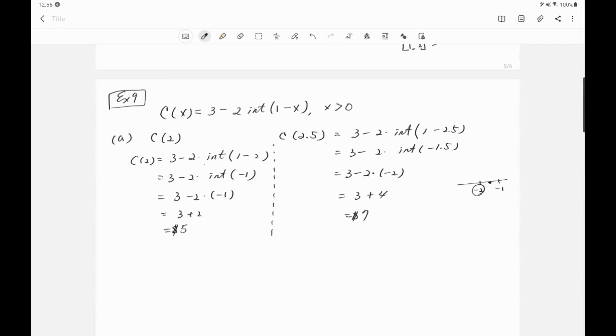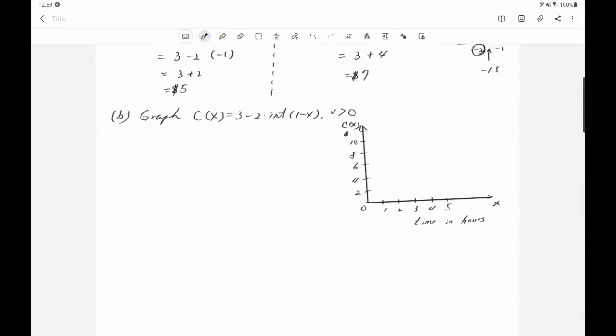So always, if you're not sure what this value is, then find the 2 points that contain this point. So negative 1.5 is between negative 2 and negative 1. So the greatest integer is what? Negative 2, right?